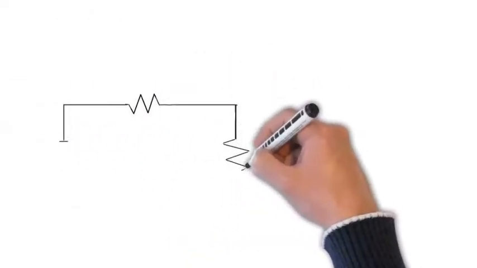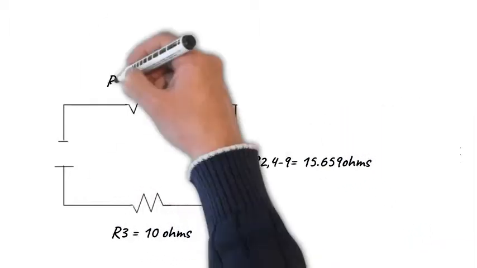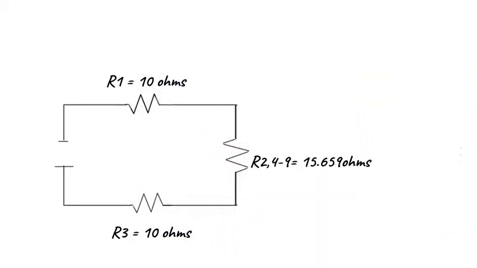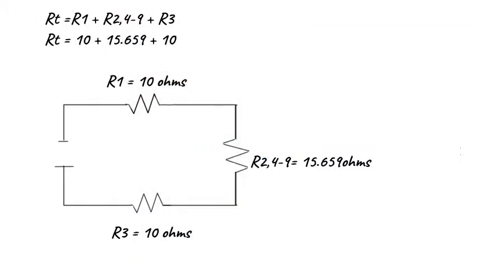Our final step in figuring out the total resistance will be once again redrawing and recognizing we have a series circuit. So we will add R1 plus R2, 4 through 9, plus R3 to get a total resistive value of 35.66 ohms.